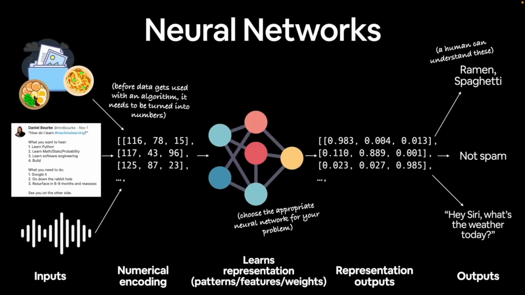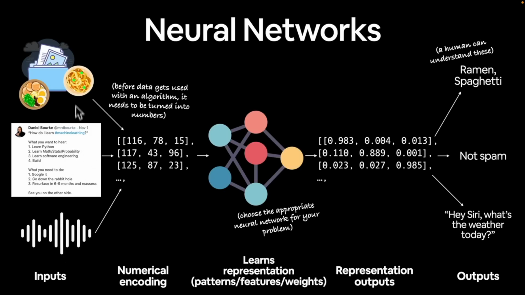What is a tensor? Now, if you remember this graphic, there's a lot going on here. But this is our neural network. We have some kind of input, some kind of numerical encoding. Now, we start with this data. In our case, it's unstructured data because we have some images here, some text here, and some audio file here.